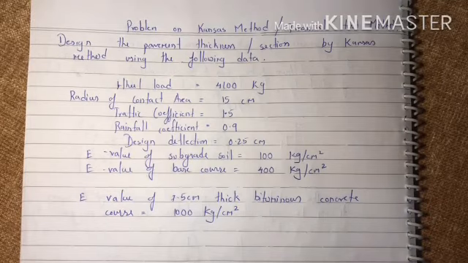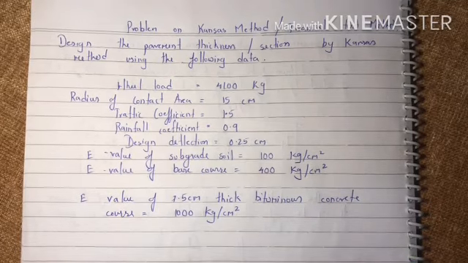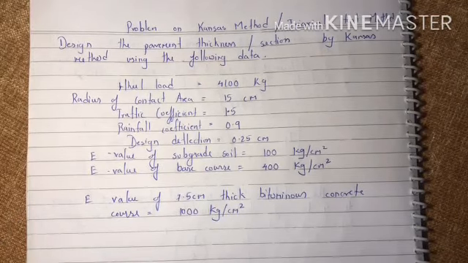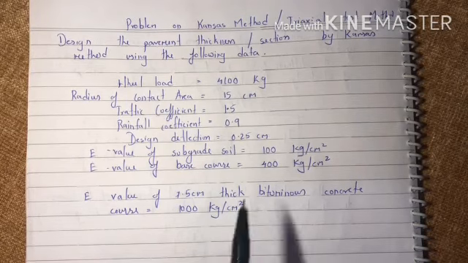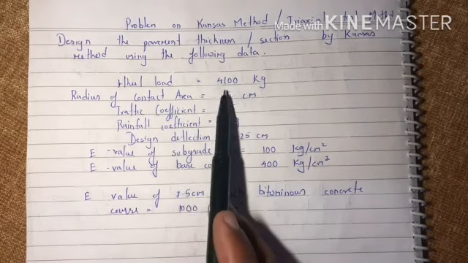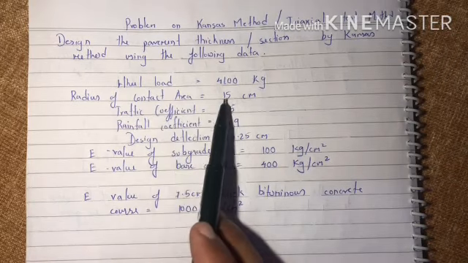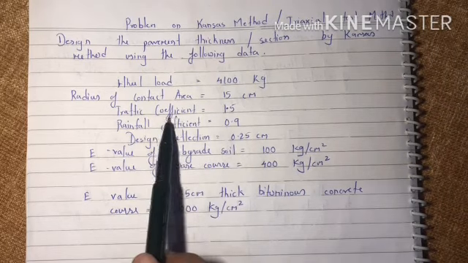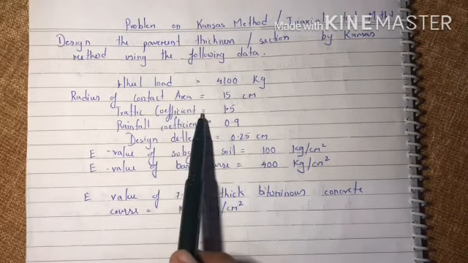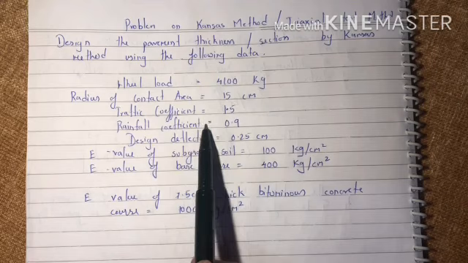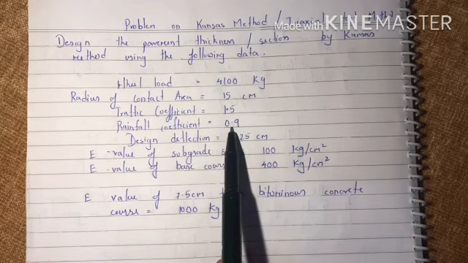Let us solve a problem on the Kansas method or triaxial test method. So this is a problem. Design the pavement section by Kansas method using the following data. Let us see what data is given here. A wheel load of 4100 kg, radius of contact area, that is the value of small a, given as 15 centimeter, and traffic coefficient, nothing but the x value, is 1.5, rainfall coefficient, nothing but the y value, is 0.9.